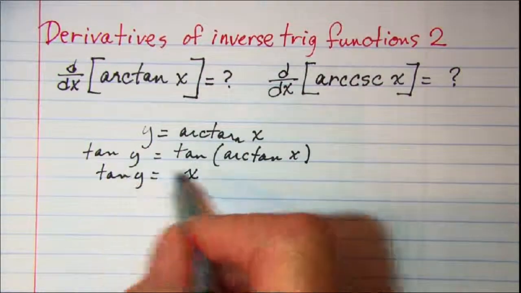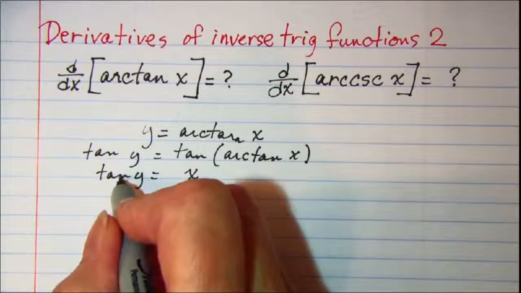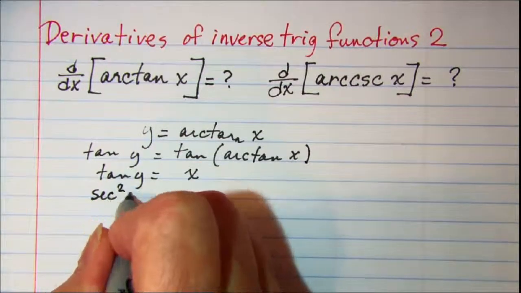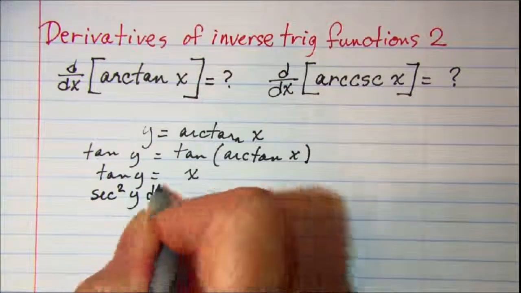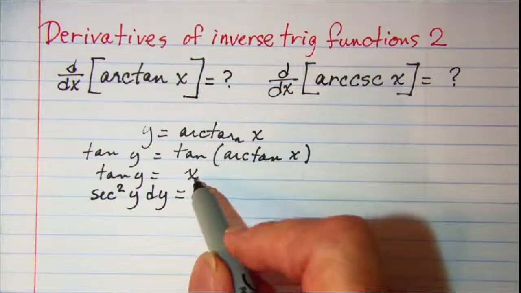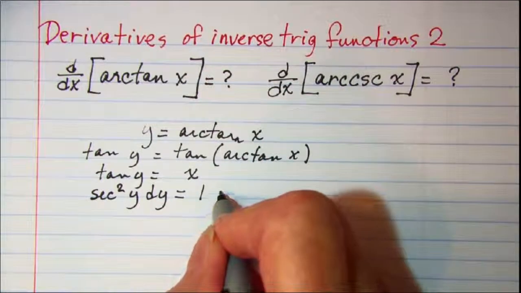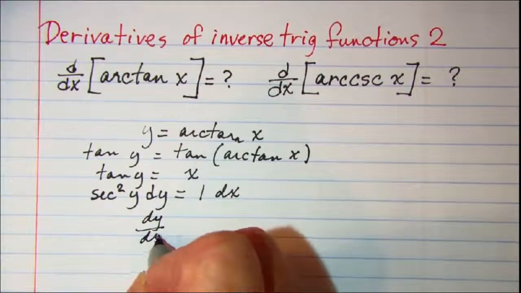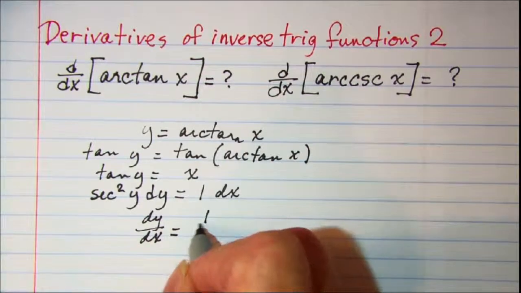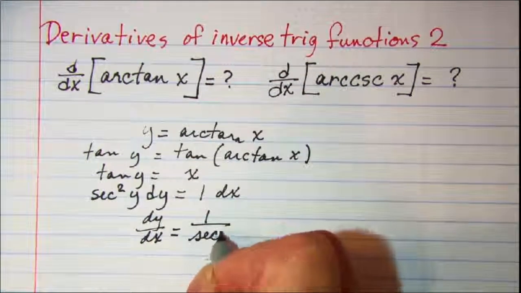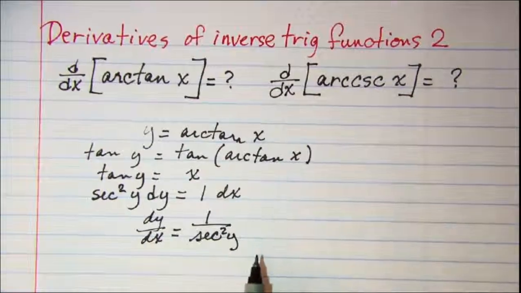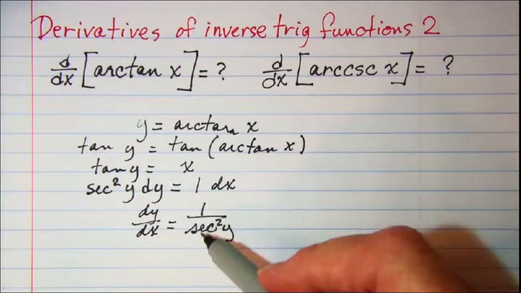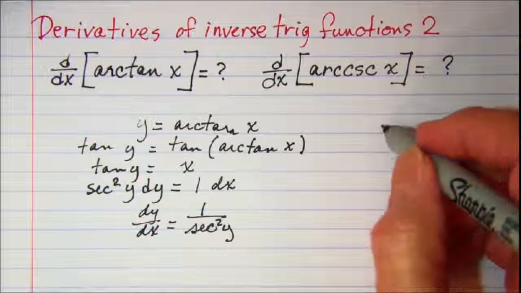Now if we differentiate both sides, the derivative of tangent y is secant squared y dy, and the derivative of x is 1 dx. So we have dy dx is equal to 1 divided by the secant squared y. So now I need a reference triangle to work out the expression for secant squared y.